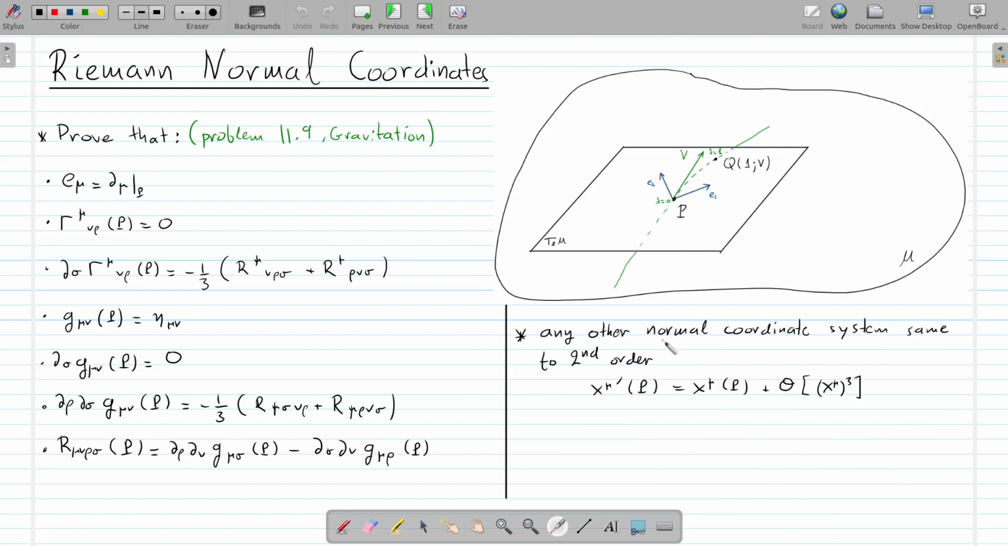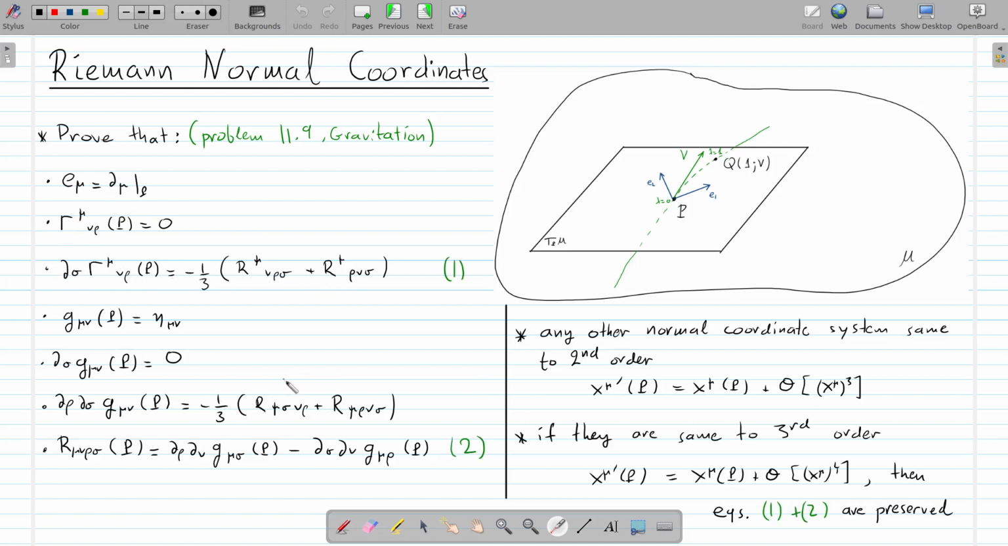Now, if you consider any normal coordinate system that differs from the Riemann normal coordinates at second order, then this will have all those properties except those involving the Riemann tensor. But if you define any coordinate system that differs with respect to the Riemann normal coordinates at third order, then all those properties are preserved.